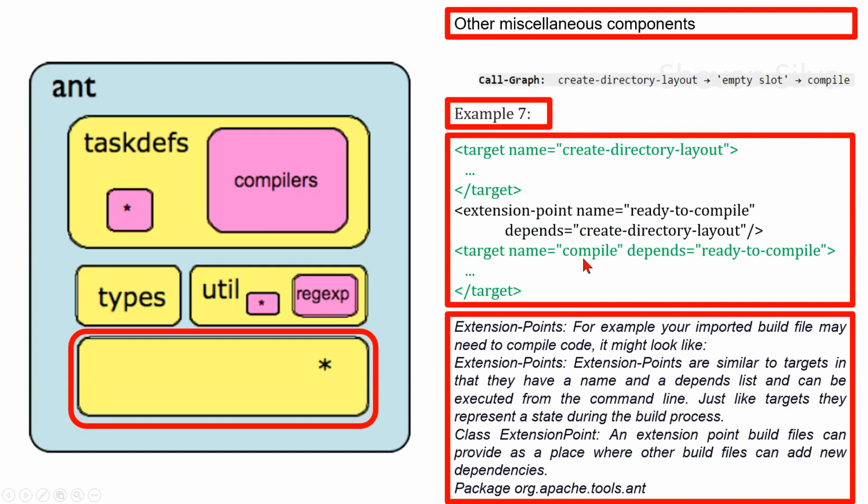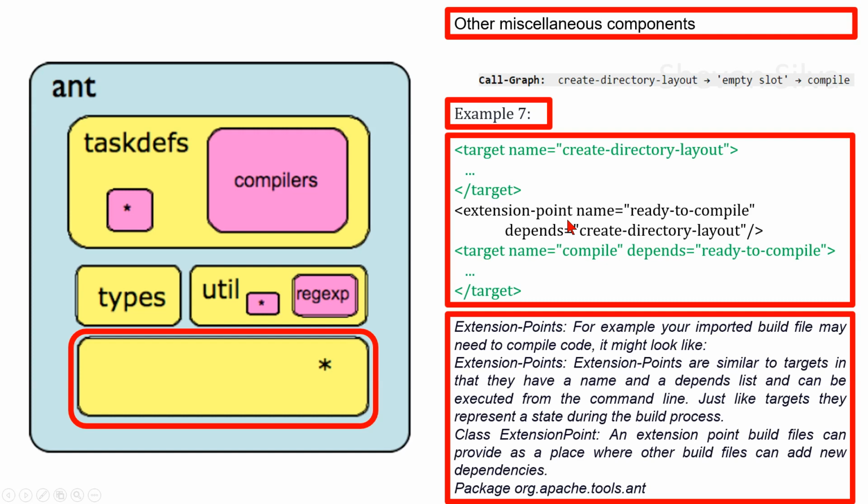Now we are considering extension points. For example, your important build file may need to compile code. It might look like this. Extension points are similar to targets in that they have a name and a depends list and can be executed from the command line. Just like targets, they represent a state during the build process. With regard to API, we can consider class ExtensionPoint.